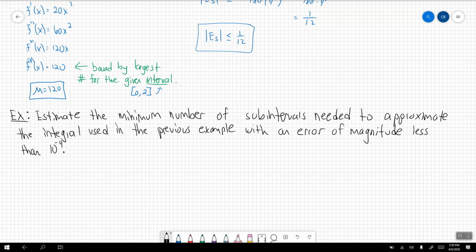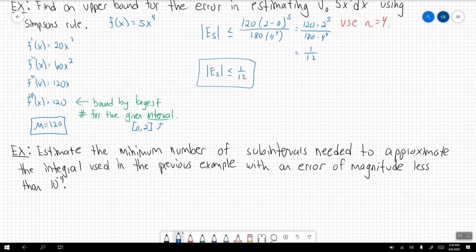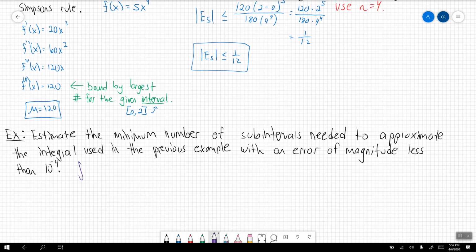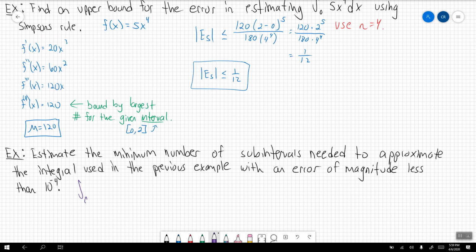So here we go. We want to use the example that was given to us above in the previous example. I'm going to write down all of the constraints that were given here. We're given the integral from 0 to 2 of 5x to the 4th dx. We're using Simpson's rule, and we're using a subdivision of 4, and we have that integral. Awesome, so let's see if we can go through this example now.